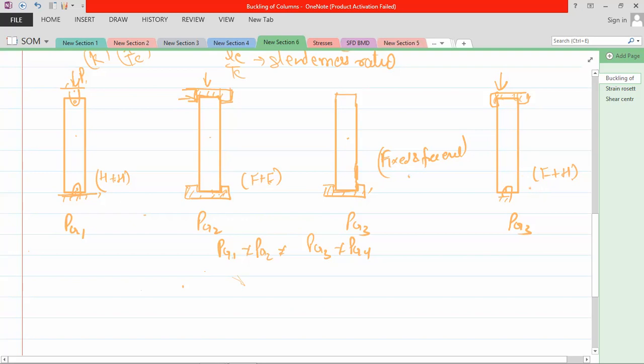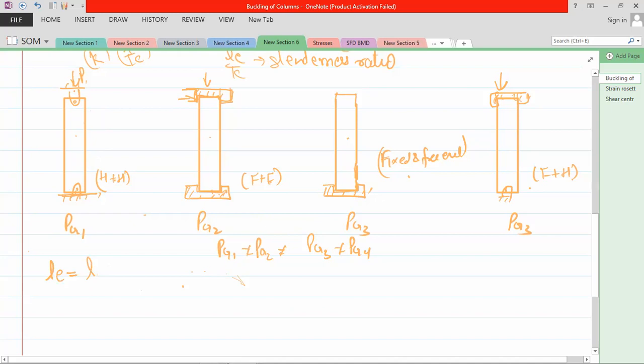So you can see that P critical one is not equal to P critical two. That means the boundary condition is also defining the critical load. Earlier, length was the only deciding factor. Now the boundary condition is deciding the critical load. The only thing that will change is, as I'm writing here, you know the formula, P critical is pi square EI upon LE square. The length LE is the equivalent length. Here in this case, you can see it is L.